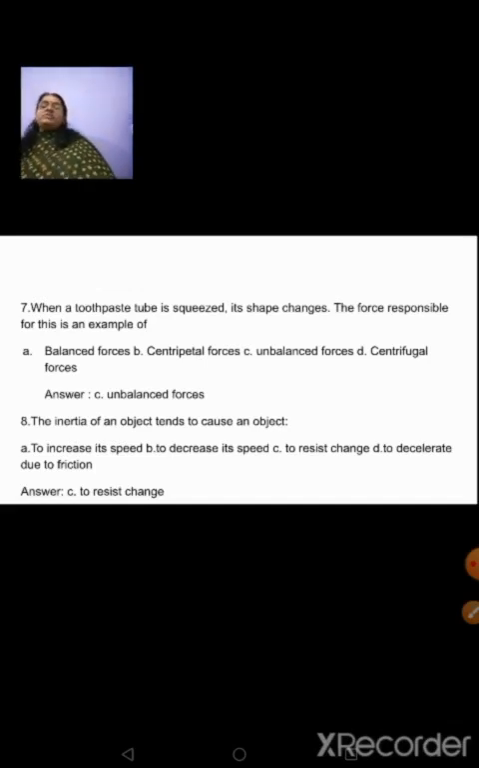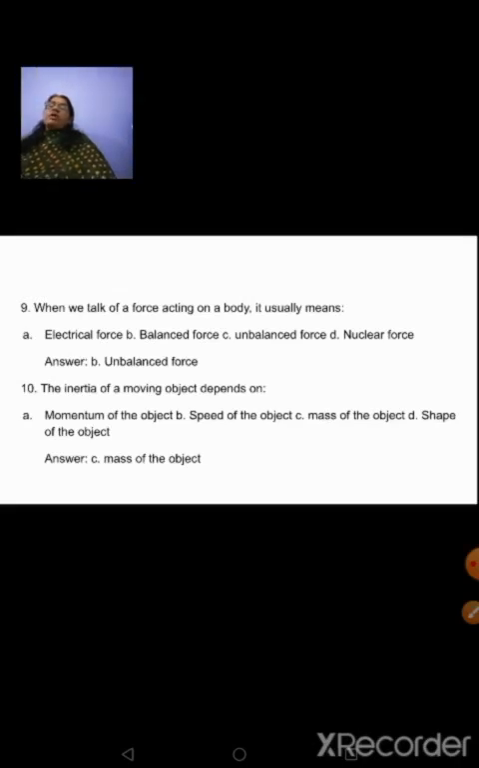The inertia of an object tends to cause an object to increase its speed, to decrease its speed, to resist change, to decelerate due to friction. Inertia has a tendency to resist change. So the answer would be option C, to resist change. Next, when we talk of a force acting on a body, it usually means what?